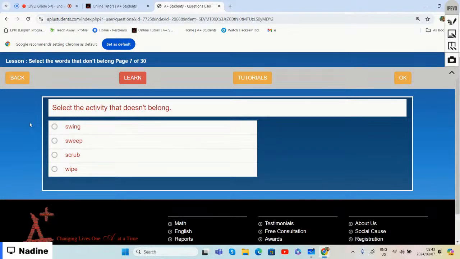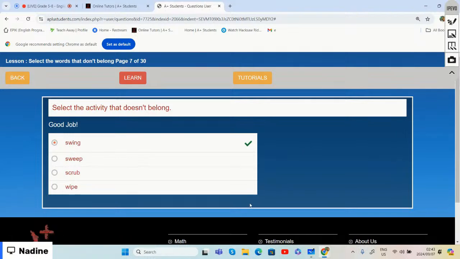And the word that doesn't belong, we can say it's swing. Yeah, because swing is an activity that you play with in a park. But sweeping, scrubbing, and wiping, that is to do with cleaning. These three words are related to one another and it's to do with cleaning, right? We're either sweeping the house, scrubbing the floors, wiping the counters, wiping whatever, right? So well done.